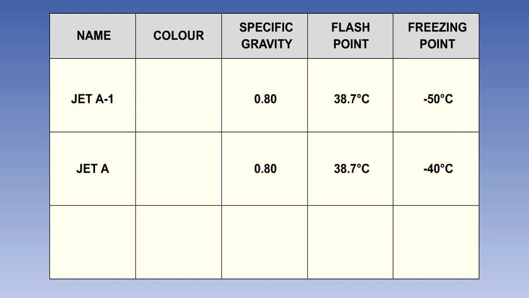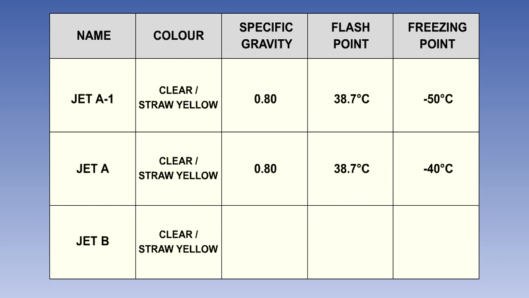Jet A is a similar type of fuel to Jet A1, but it has a waxing point of minus 40 degrees Celsius. Gas turbine fuels are not dyed for identification. They retain their natural colour, which can range between what is termed as water clear to a straw yellow.